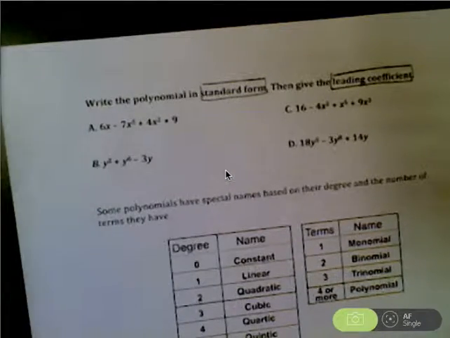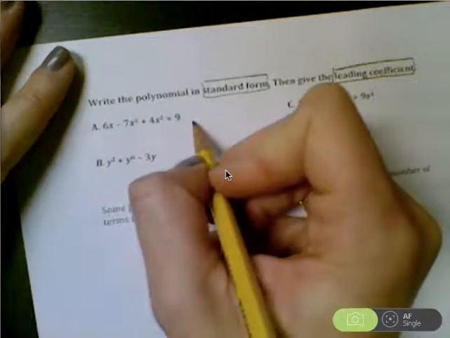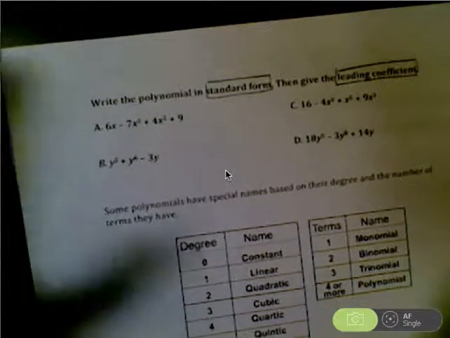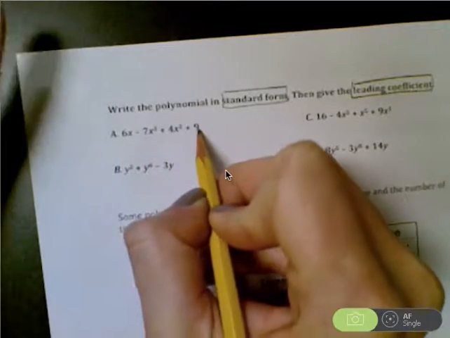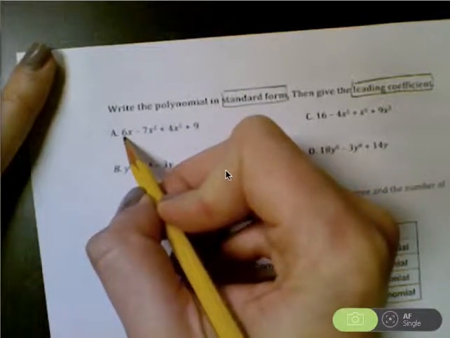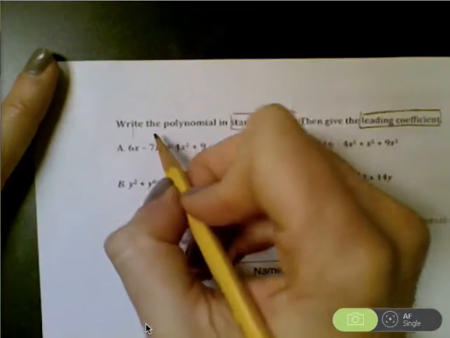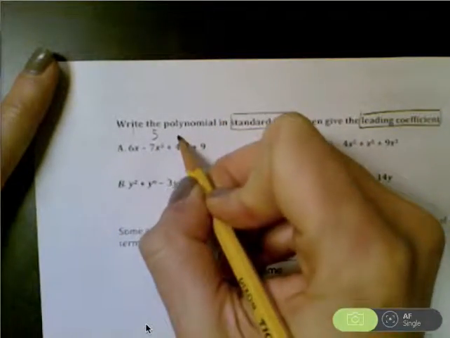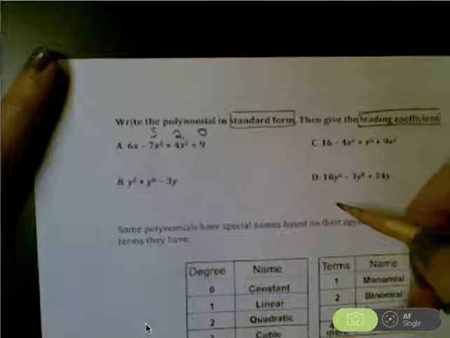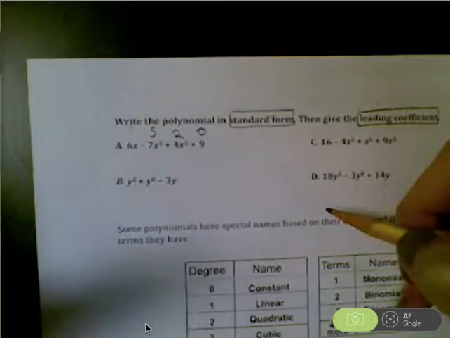Writing a polynomial in standard form is very simple. All you're going to do is look and find the degree of each monomial or each term, then reorder those terms so that they're in order from greatest degree to least degree. So in letter A, we have 1, 2, 3, 4 different terms. Okay, 6x is the first term. What is the degree of 6x? 1. Negative 7x to the fifth is the second term. What's the degree of that one? 5. 4x squared has a degree of, and 9 has a degree of. Okay, so to put it in standard form, all I'm going to do is rearrange those terms so that they're in order from greatest degree to least degree. So which one should go first?